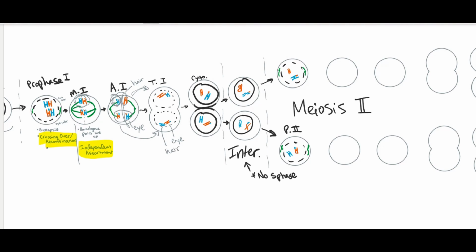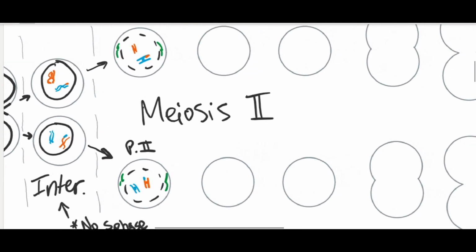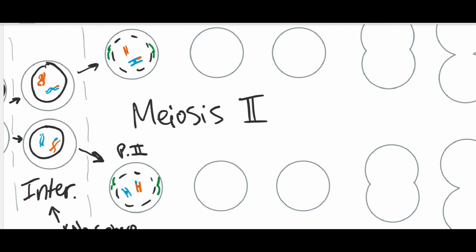All right, so these guys are different traits. These code for different things. They would not synapse together, right? These are different, so no synapses, no crossing over here. Just normal prophase. Sound good?